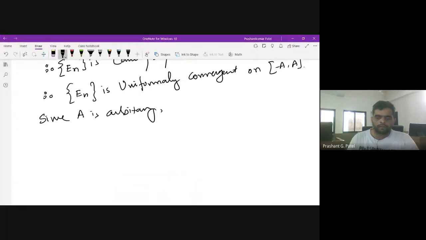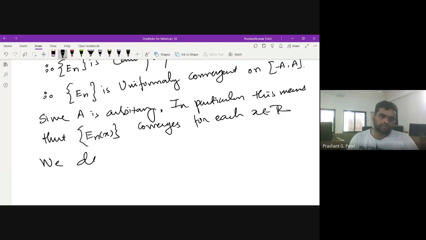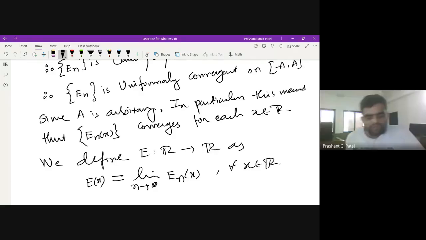I can say this, since a is arbitrary, in particular, this means that En of x converges for each x belongs to R. Then we define E, which is from R to R, as limit of En of x as n tends to infinity will be E of x for every x in R. So that is the definition of E which we have.